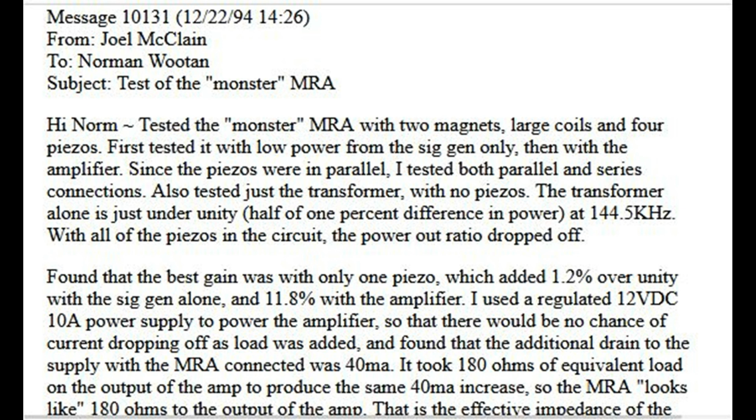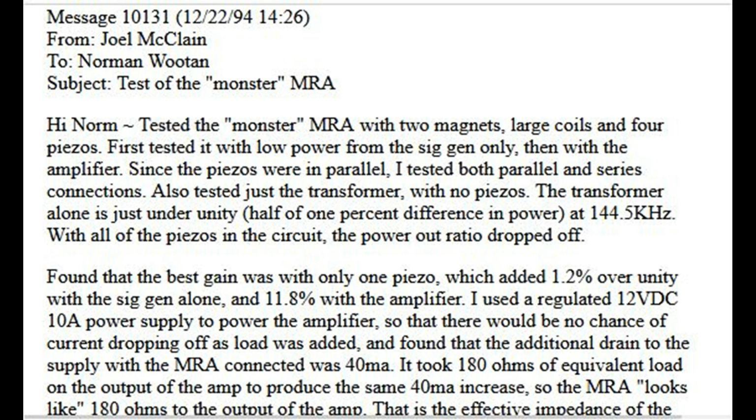1426. From Joel McLean. To Norman Wooten. Subject, test of the Monster MRA. Hi Norm. Tested the Monster MRA with 2 magnets, large coils and 4 piezos. First tested it with low power from the signature gen only, then with the amplifier. Since the piezos were in parallel, I tested both parallel and series connections. Also tested just the transformer, with no piezos.